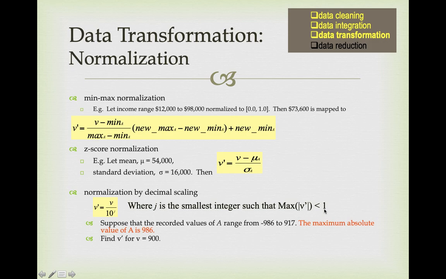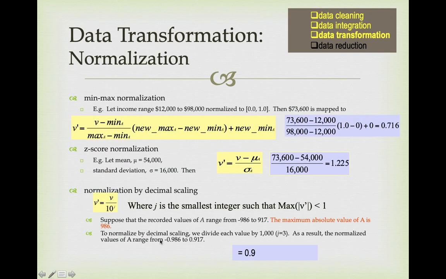Suppose that the recorded values of A range from negative 986 to 917. The maximum absolute value of A is 986. Find v prime for v equal to 900. Okay, let us see.